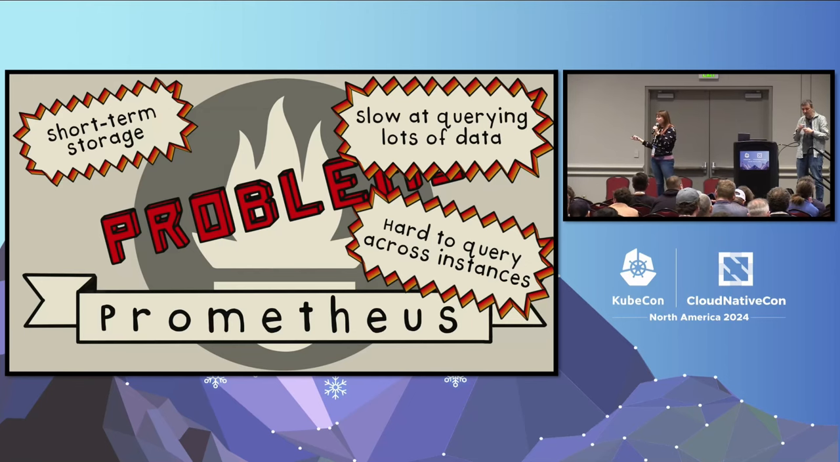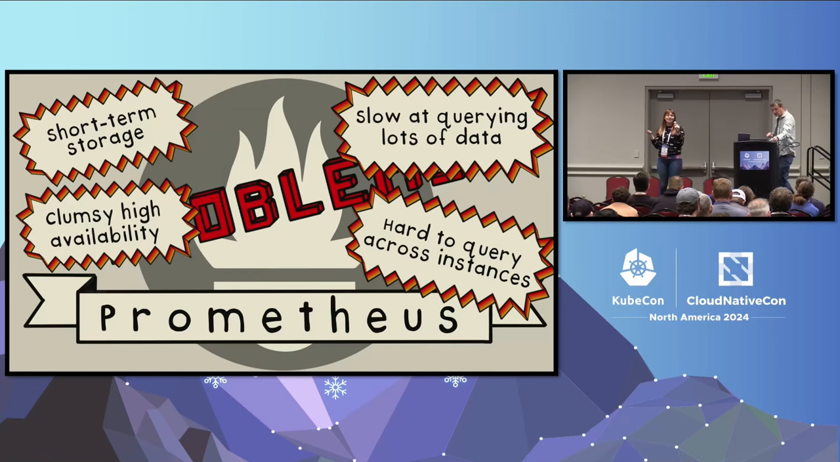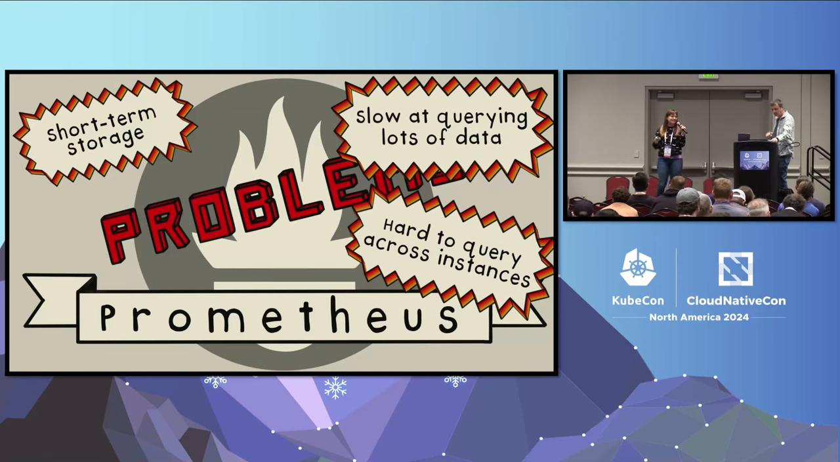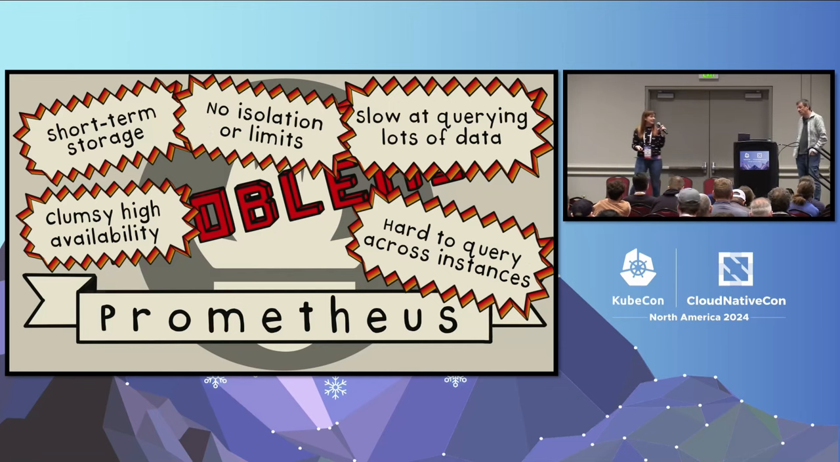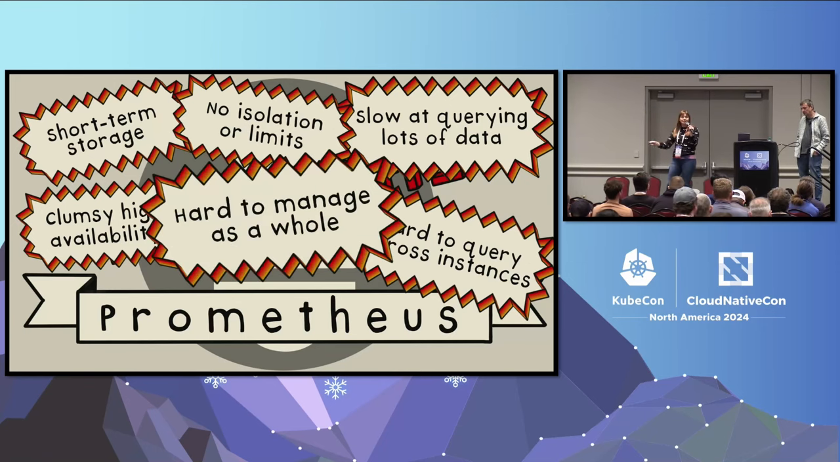Prometheus also has short-term storage. You store data for only about 2 weeks with Prometheus. It's configurable. But again, if it's too long, then you have the big data problem. It does have availability, but not in the most elegant way. You can use two instances of Prometheus to scrape the same data. And then it's not good for multi-tenancy. So we got problems. It's hard to manage in a centralized way.